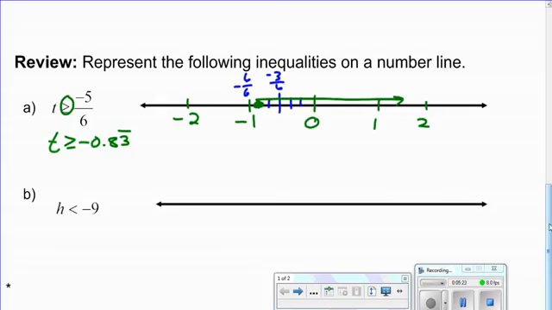On the next one, h must be less than -9. Again, I'm going to have to have -9 on there because that's my boundary point, -8.